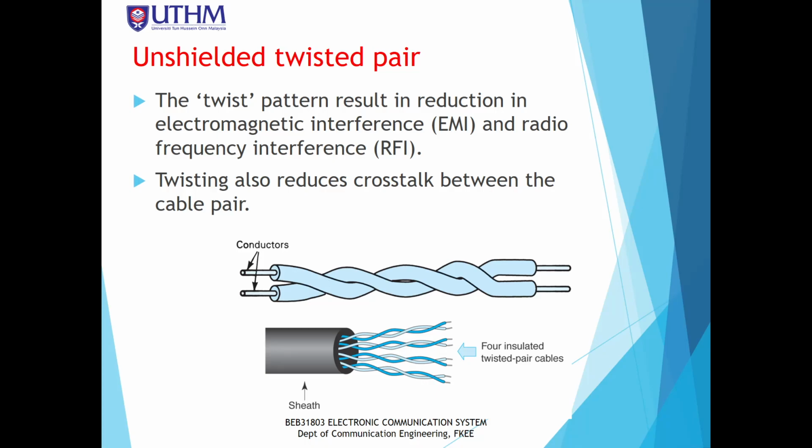The twist pattern results in a reduction in the electromagnetic interference, EMI, and radio frequency interference. Twisting also reduces crosstalk between the cable pairs. So that's why you see there are many cables that we twist. There's a purpose for that. It's not only for fancy. There's a purpose to twist the cable so that we can reduce the interference.